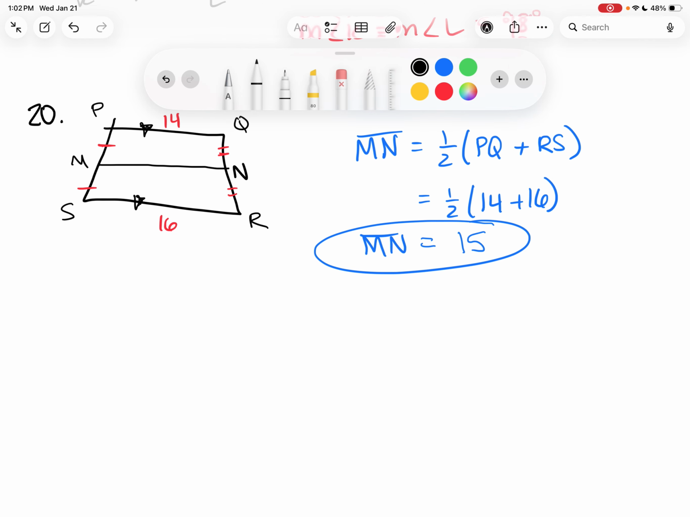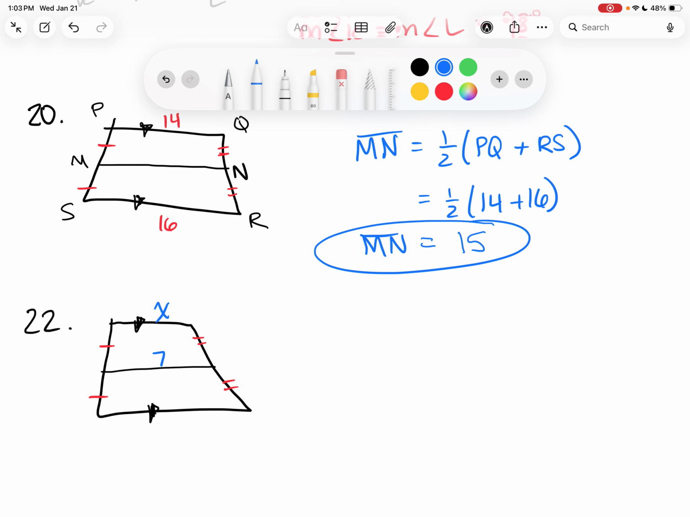The next ones we're solving for X, but still using the mid-segment. So we have a trapezoid that looks a little more like that this time. This one doesn't have any letters on it, but it doesn't really matter. We don't need them, but these two are congruent, these two are congruent, which again just tells us that this is a mid-segment because it split it in half. This side is X, which is what we're solving for. This is 7, and this is 9.